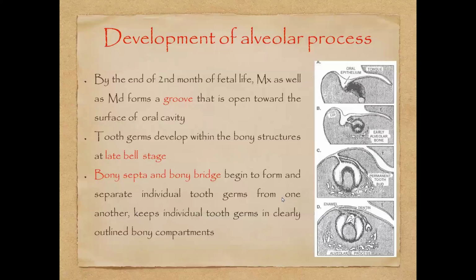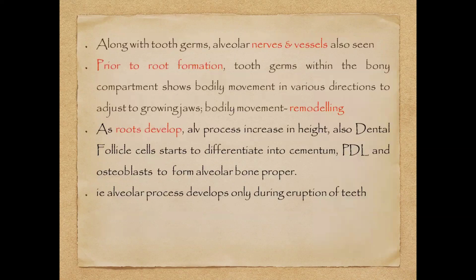The development of the alveolar process occurs by the end of the second month of fetal life. The maxilla and the mandible together form a groove which is open towards the surface of the oral cavity. The tooth germs develop within the bony structures at a later period, the cap stage. The bony septa and the bony bridges begin to form after that, and they separate the individual tooth germs from each other. They are outlined by bony compartments.